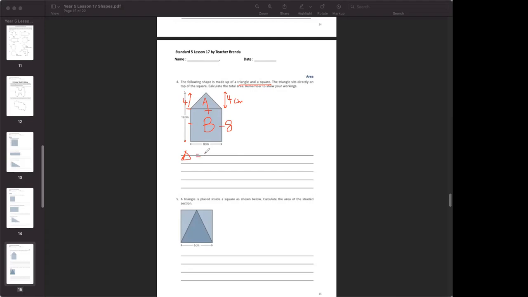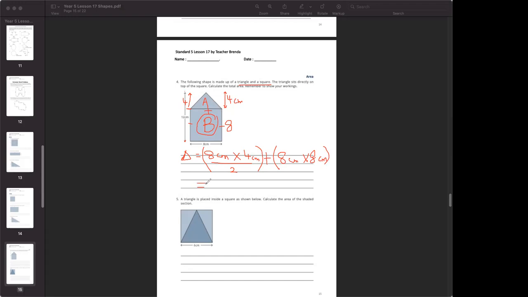First, I take my base. My base of the triangle is 8, the same as this, 8 centimeter, multiplied by 4 centimeter, which is the height of the triangle. And I'm going to divide that by 2. This is for my triangle, okay? But I must add whatever the area of the square is, which is very easy. 8 centimeter multiplied by 8 centimeter. So what is the answer here?